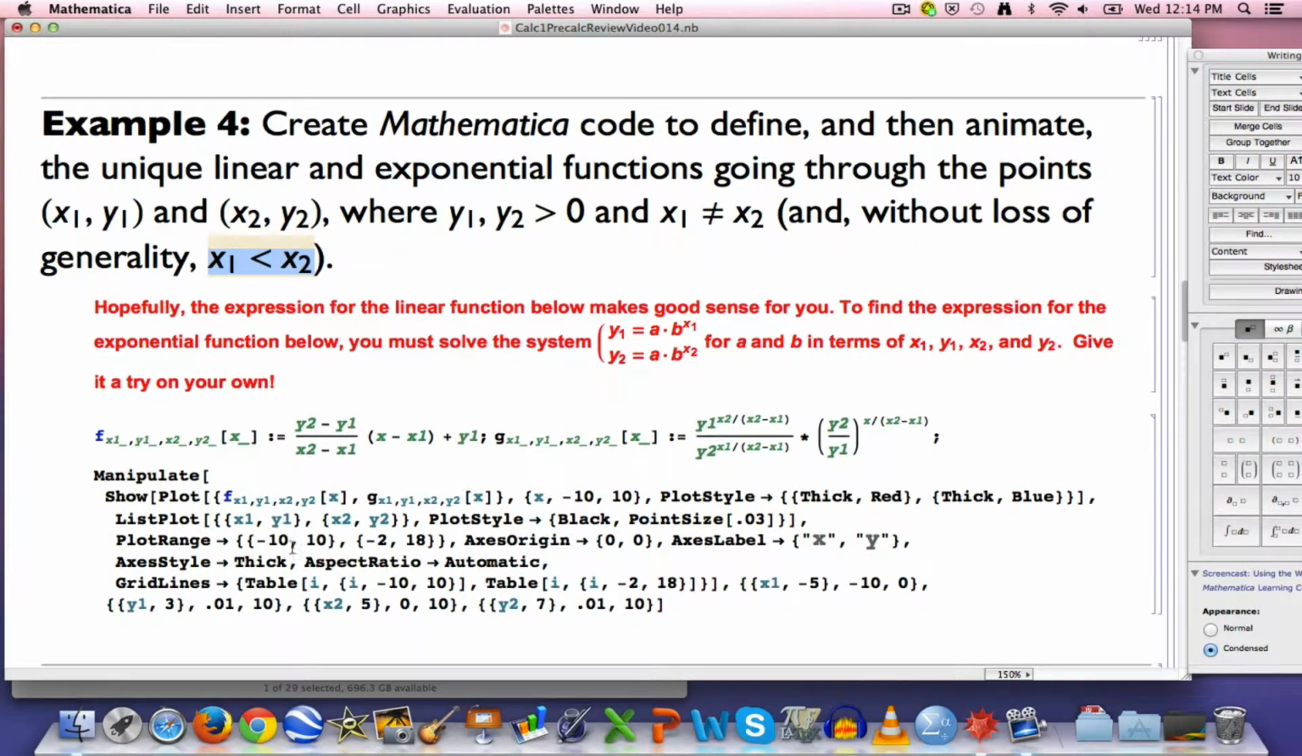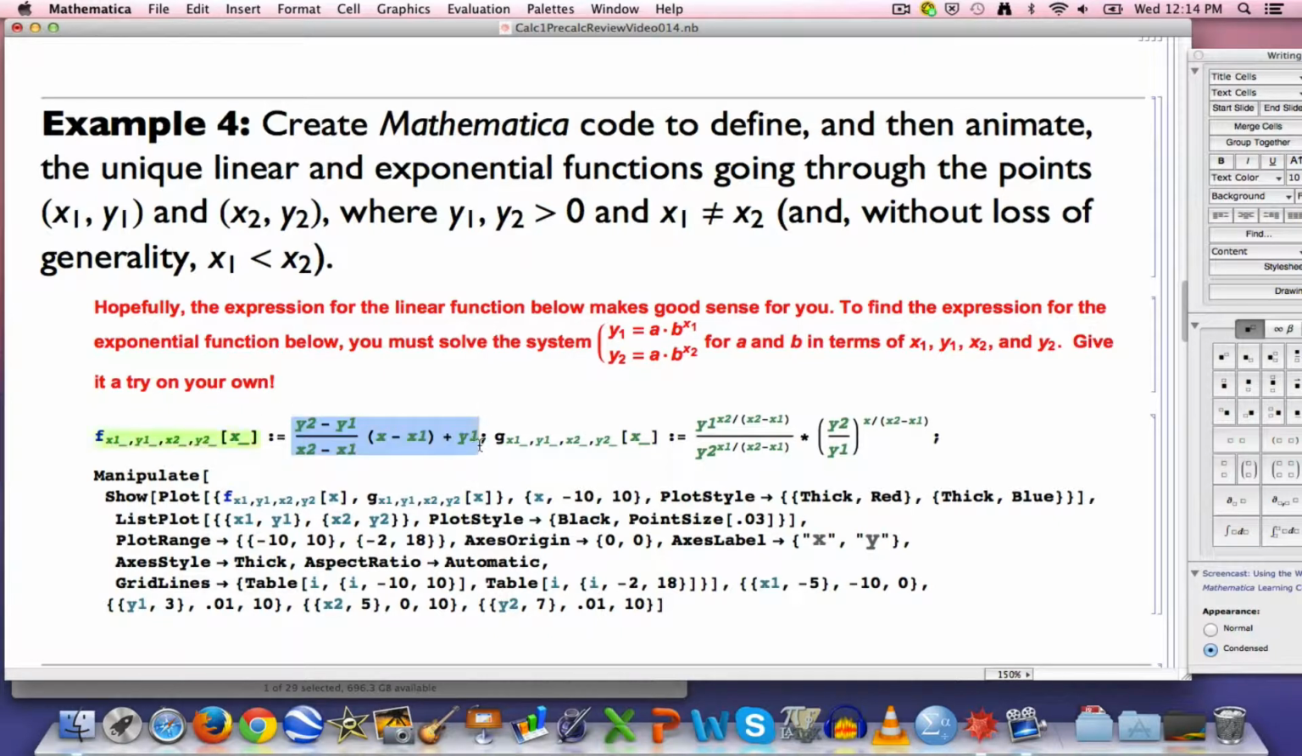Here's the code that will create these functions, linear and exponential, to go through those two data points. Kind of complicated looking for the functions. Hopefully this first one is not too bad, and notice that I'm using subscripts here for the x1s, etc., and underscores, because those are going to be variables for the functions, but they're going to be animation parameters, and that's why I'm making them be subscripts. There's a conceptual difference there.